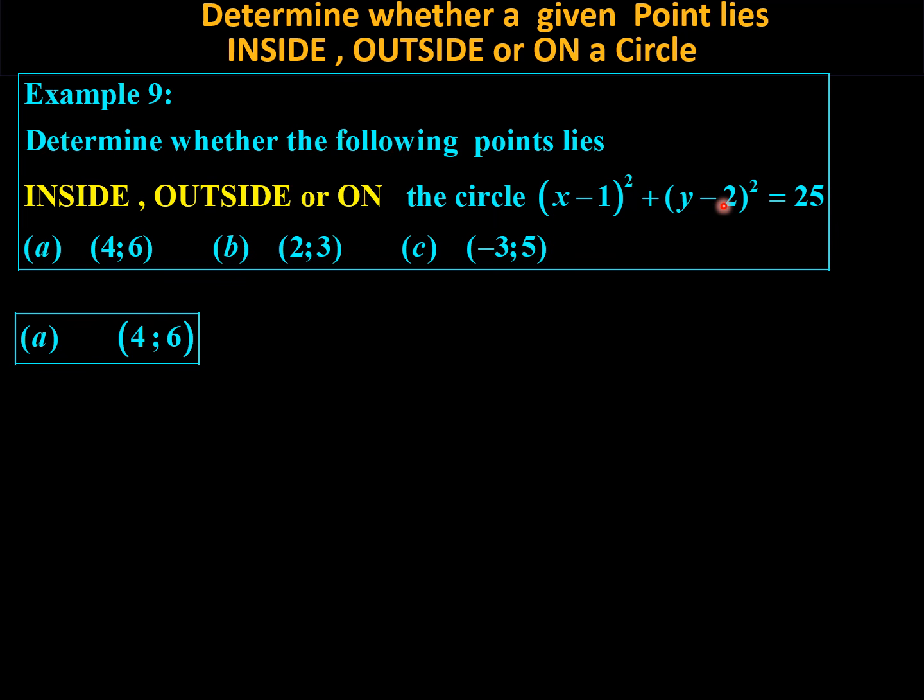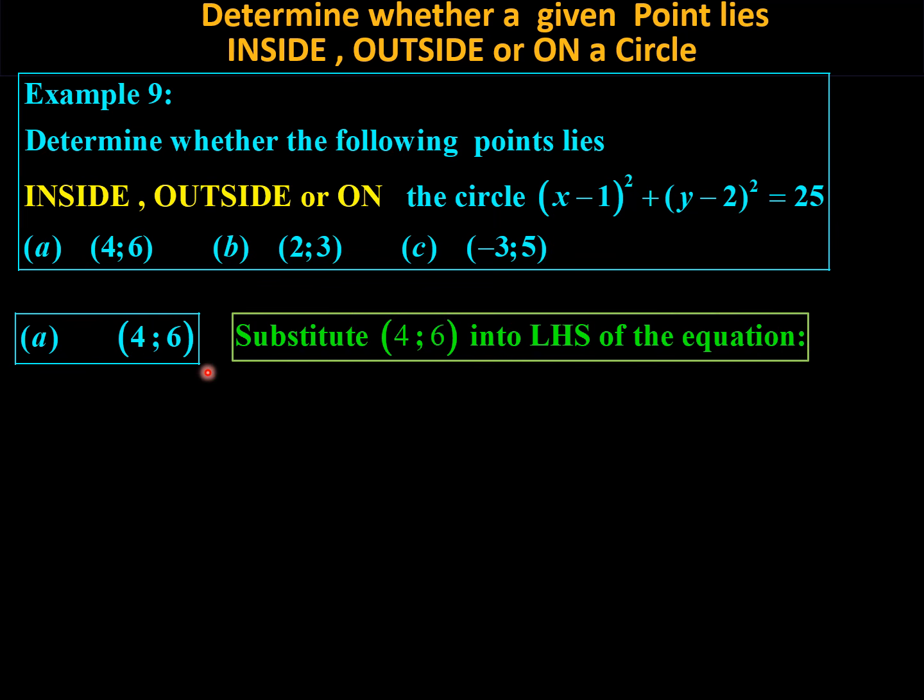How do we do that? 4, 6, that's the x value and that's the y value. So first of all, let's substitute that into the left-hand side. So we're only substituting into the left-hand side of the circle's equation.